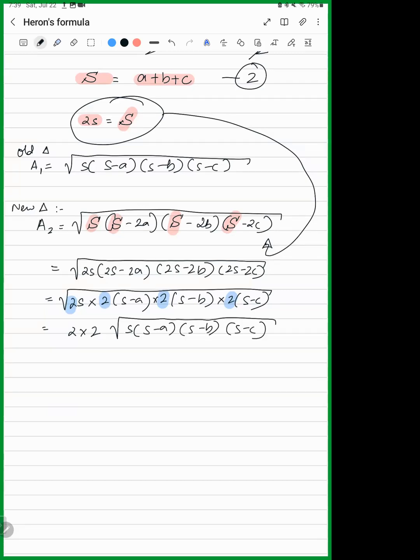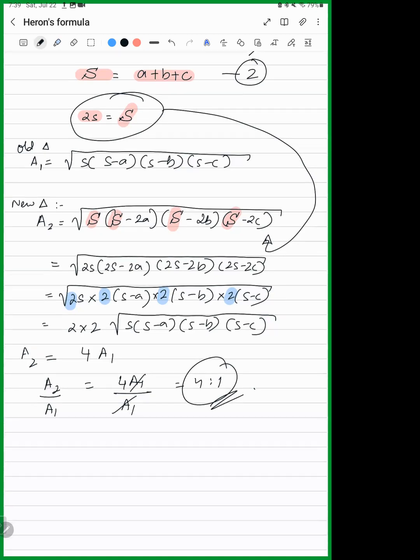And here you see that this thing is the same, s minus a, s minus b, s minus c. It is actually equal to A1, right? So it is 4 times what? A1. So what is A2 by A1? The ratio. This is how you find the ratio, right? They have asked you to find the ratio. So A2 by A1 is, what is A2? A2 is, you have found it to be 4A1, and A1 is as it is. You cancel it. This becomes 4:1 or 4 by 1, same thing. So that is how the ratio is 4:1.